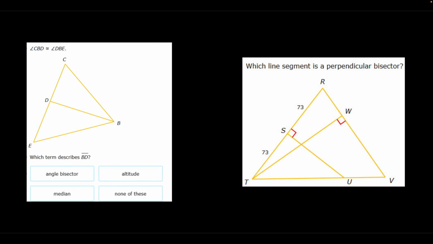Okay, now they've had time to work these problems. Let's check your solutions. Okay, for the first problem, they tell you these two angles are congruent. They're equal, so that means they're being cut exactly in half. So it's an angle bisector. And for the second problem, you should have said US. Notice that TW does form the right angle, but it does not cut this exactly in half. It's not a median. All right, so US is the correct answer.